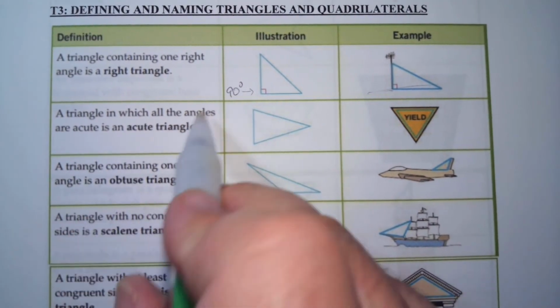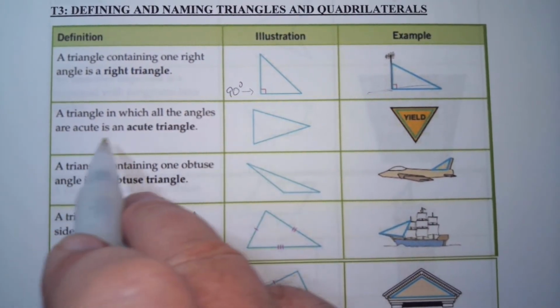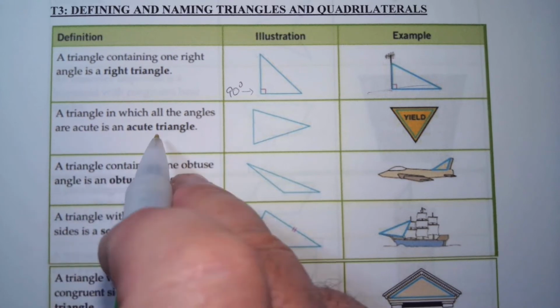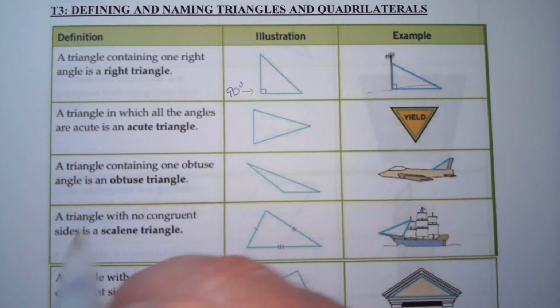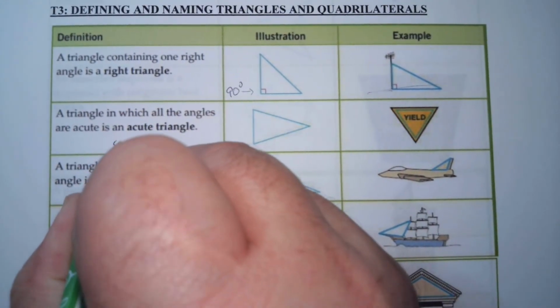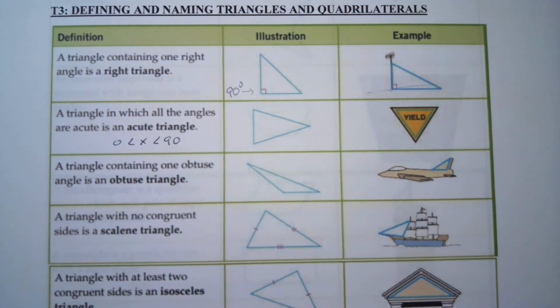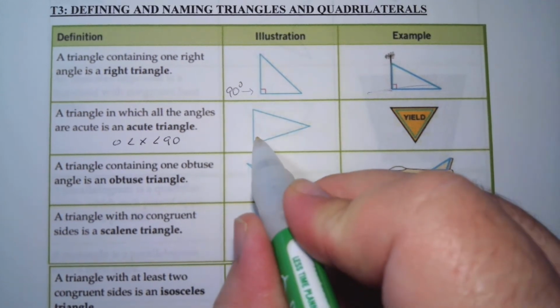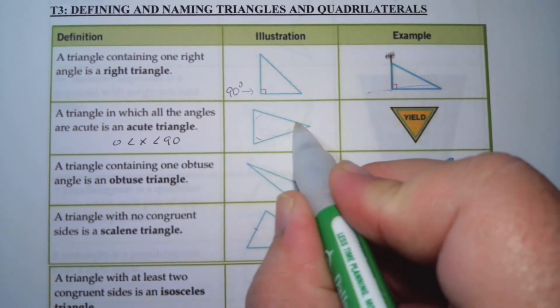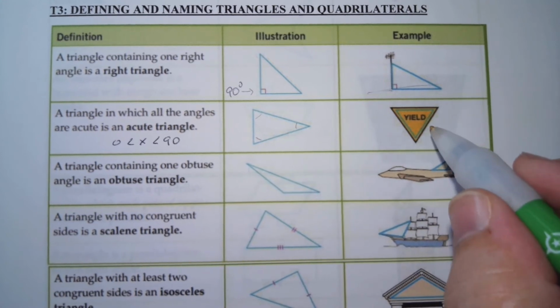A triangle in which the angles are acute is an acute triangle. Okay, acute means between 0 and 90 degrees. So all these angles are smaller than 90 degrees, like a yield sign.